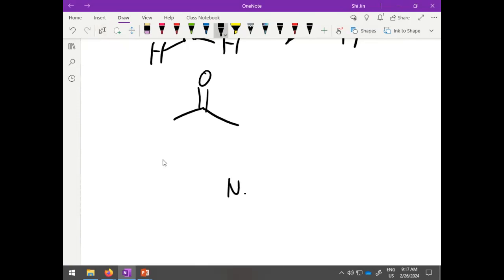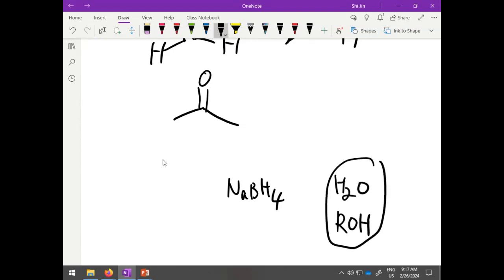If you use sodium borohydride, because it's less nucleophilic, you actually can use water or alcohol as a solvent. Sodium borohydride will not react with water or alcohol in a normal way, meaning as long as you don't leave sodium borohydride in water or alcohol for, let's say, days. You put it in for a couple of hours, they are fine. Basically the nucleophilicity of sodium borohydride is not high enough to take a proton away from water or alcohol. So that actually gives you some convenience.